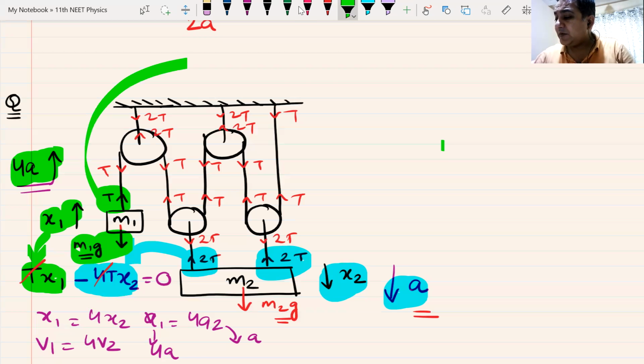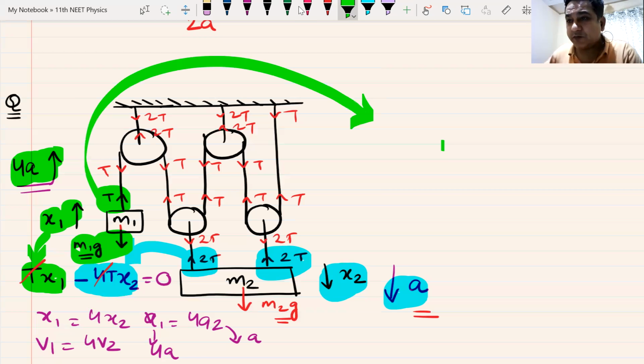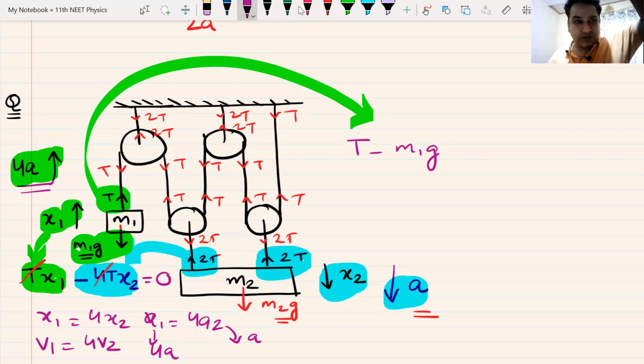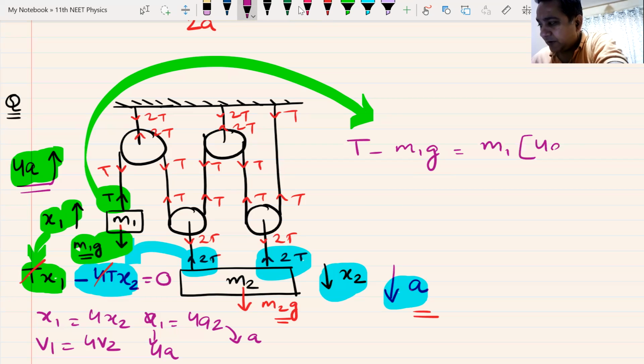Can you tell me what will be the equation of motion for this block? You should not forget this. T is upwards, M1G is downwards, acceleration is 4A, which is upwards. What will be the equation for this block? T upwards minus M1G downwards is equal to M1 multiplied by 4A.